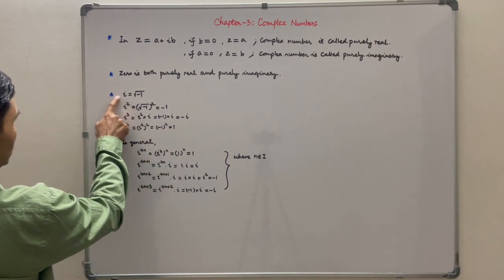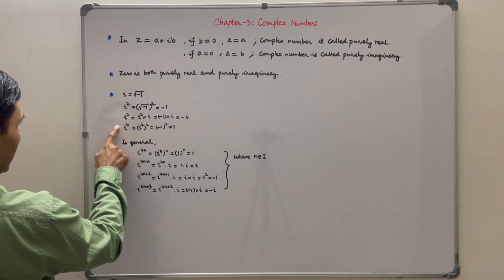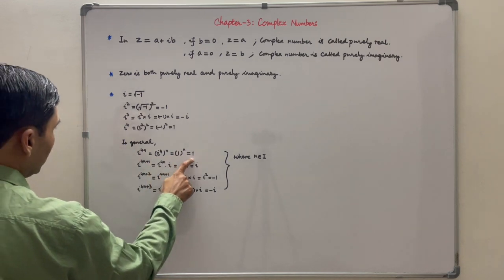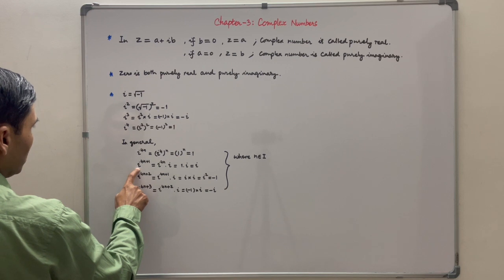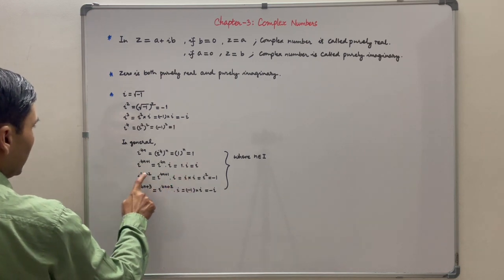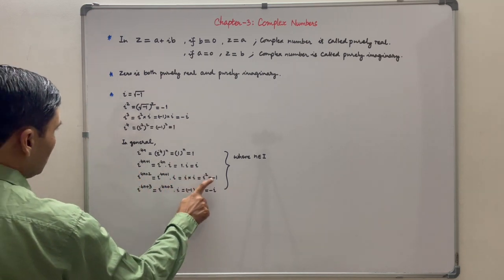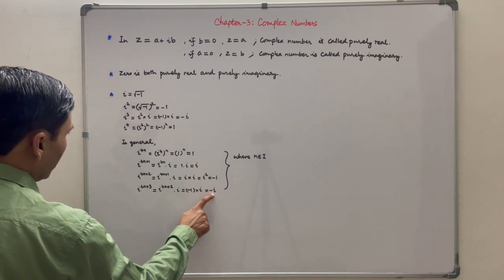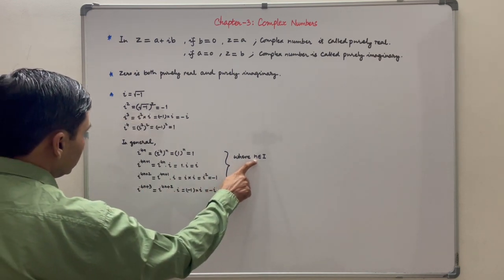You need to keep these four values in your mind. In general, i to power 4n is equal to 1, i to power 4n plus 1 is equal to i, i to power 4n plus 2 is equal to minus 1, and i to power 4n plus 3 is equal to minus i, where n is an integer.